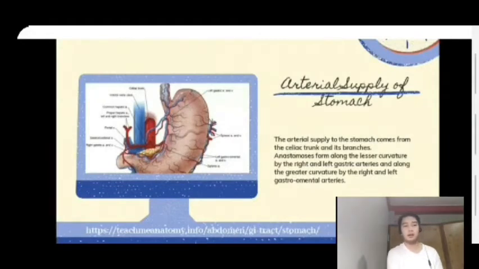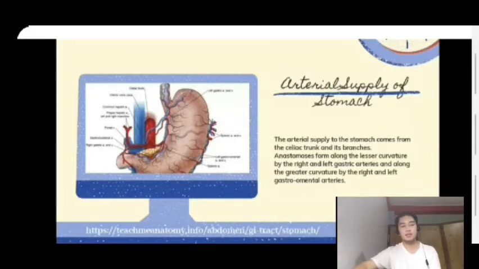When talking about the neurovascular supply of the stomach, the main arterial supply of the stomach comes from the celiac trunk and its branches. As you can see on the picture, there are curvatures. The lesser curvature is supplied by the right and left gastric arteries, while the greater curvature is supplied by the right and left gastro-omental arteries.